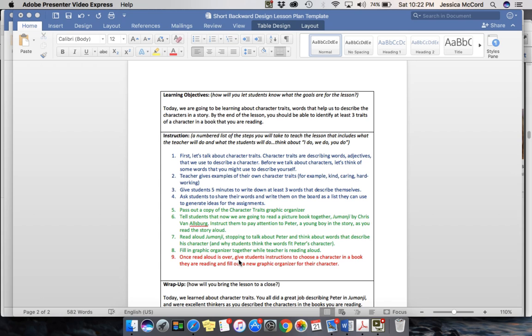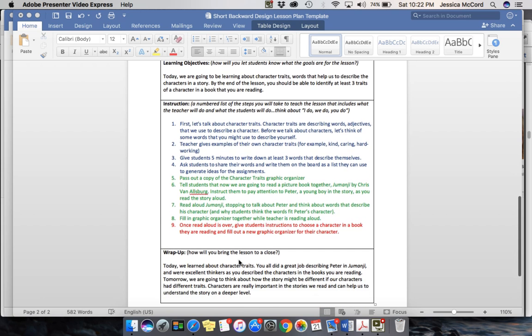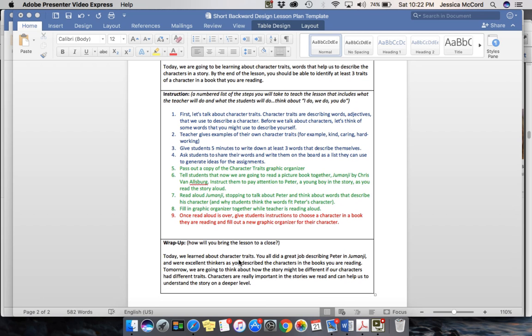And so that is the we do piece of things, because as the teacher, I would be guiding the students, they would be generating ideas, and so we would complete that together as we're reading a story aloud. Okay. Once the read aloud is over, I would give students instructions to choose a character in a book that they are reading on their own, and then they would fill out a new graphic organizer for their character. And that is the independent practice, the you do piece, but it also serves as my assessment of whether or not they understand how to identify character traits of a character in a story.